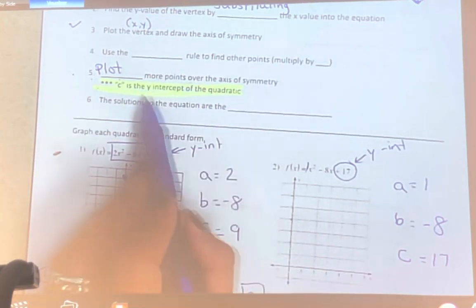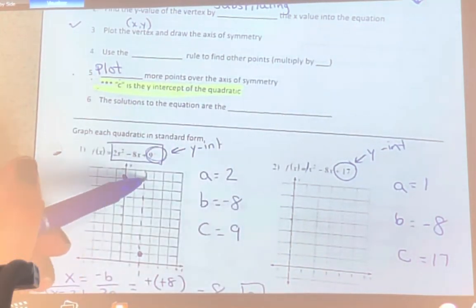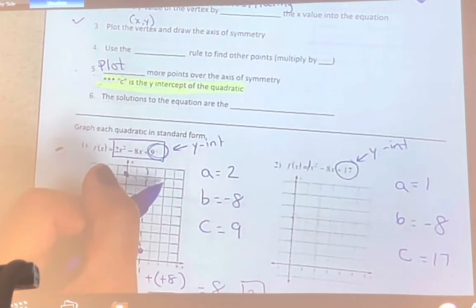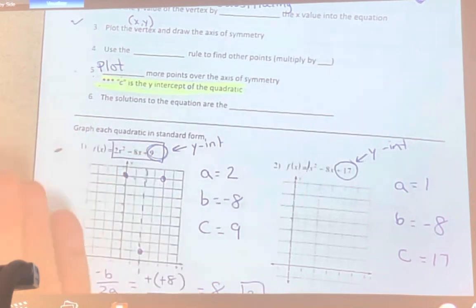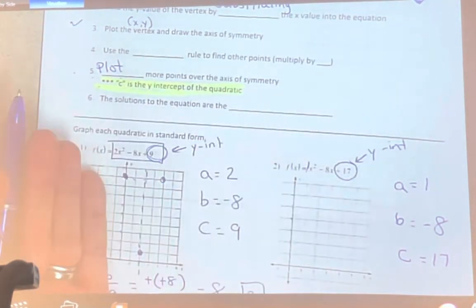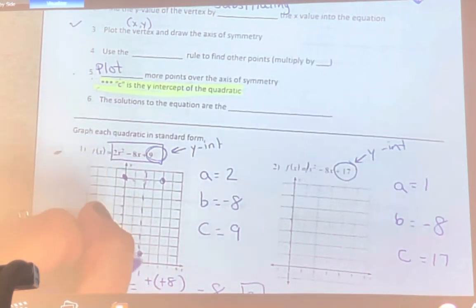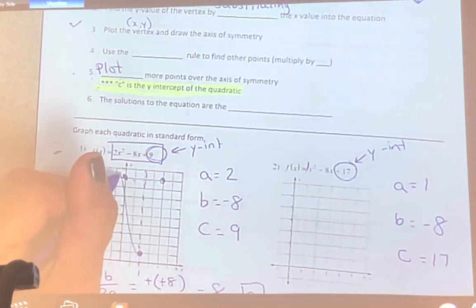And then plot more points over the axis of symmetry. So what does that mean? Here's the axis of symmetry. If it's 2 away here, it's 2 away there. It's right there. Same, right? It's like a mirror. So if you were 2 away over here, 2 away here, and then you can just connect it. Connect the dots.